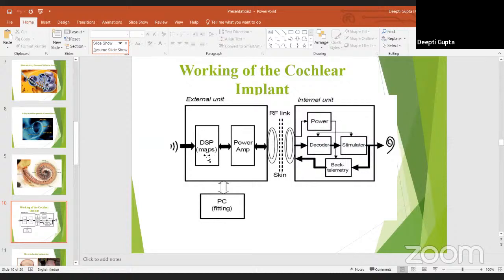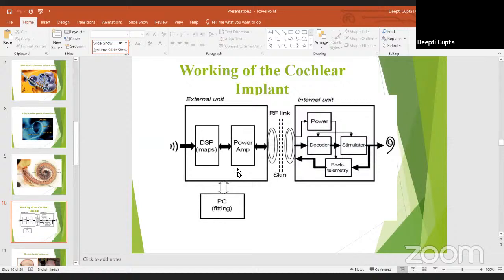This is a very vast topic, and many hours would be needed to explain it, so I'm not going deeper. I'm just giving the idea of what exactly this tool is. It captures the features of the sound and converts them into digital signals.